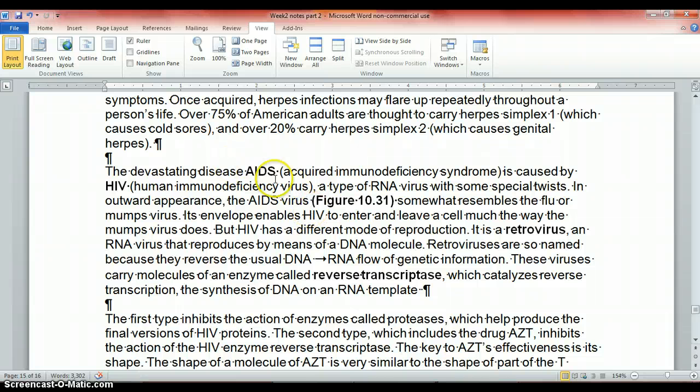Okay, the devastating disease AIDS, which is acquired immunodeficiency syndrome, is caused by HIV, which is human. I'm putting immuno and human together.